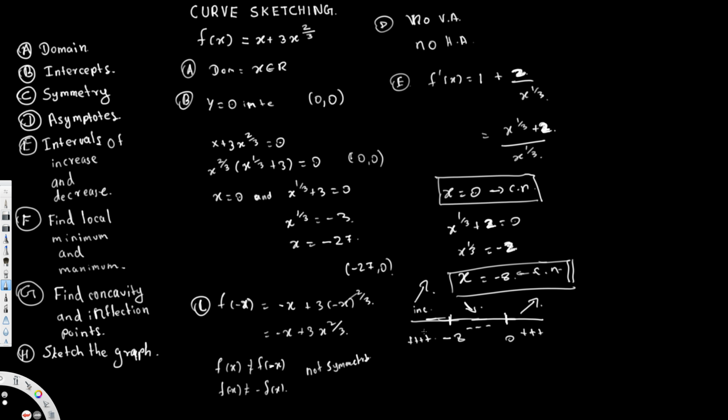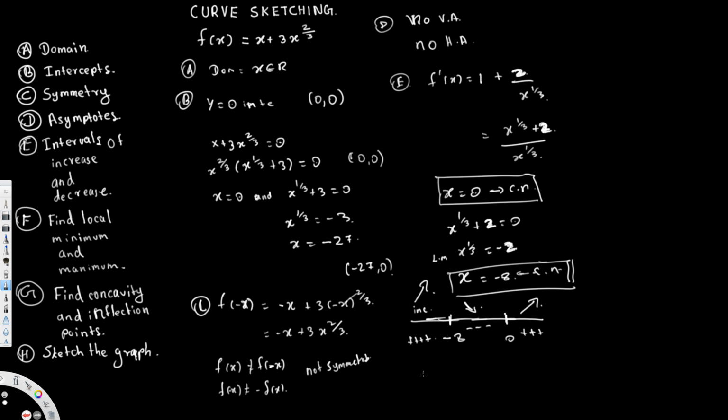If you select the value negative 8, before negative 8 it's increasing and after negative 8 it's decreasing. It means x equals negative 8 is a local maximum.